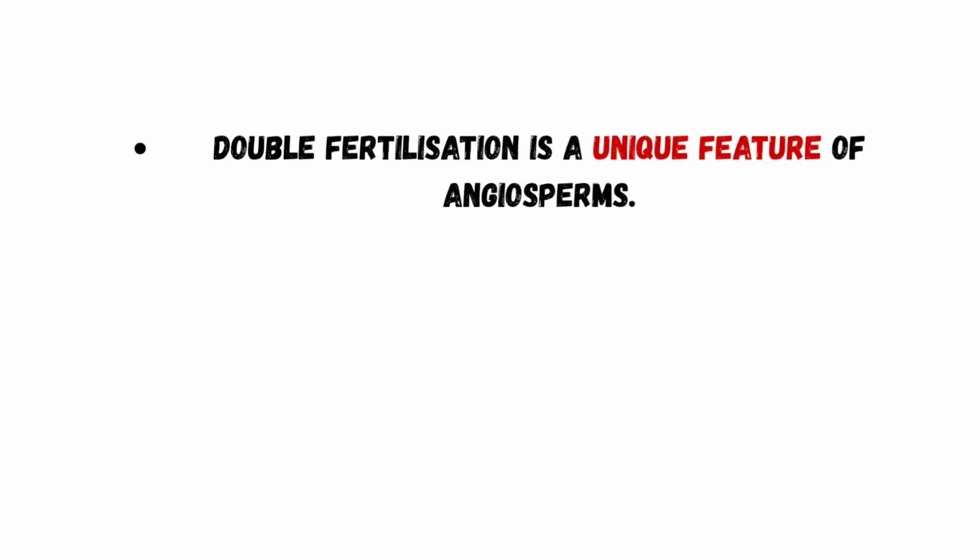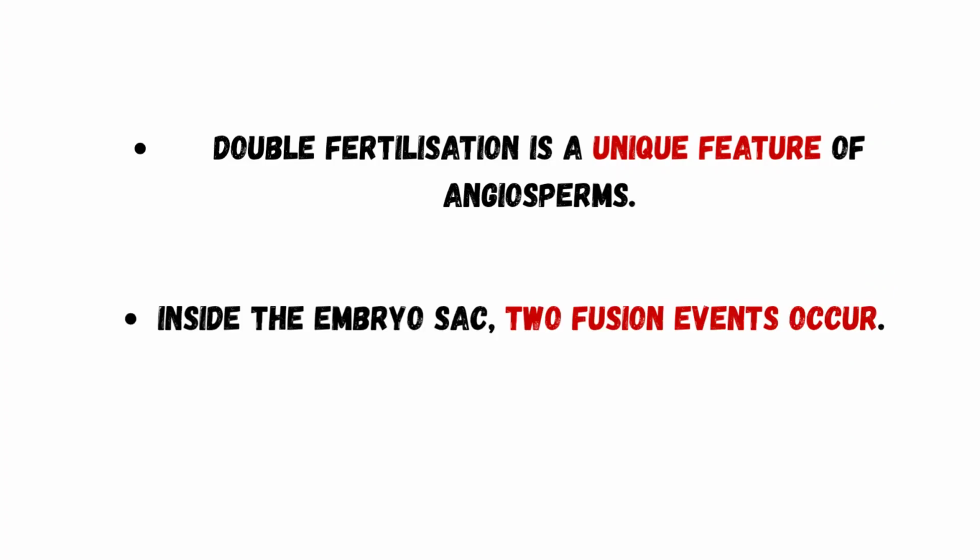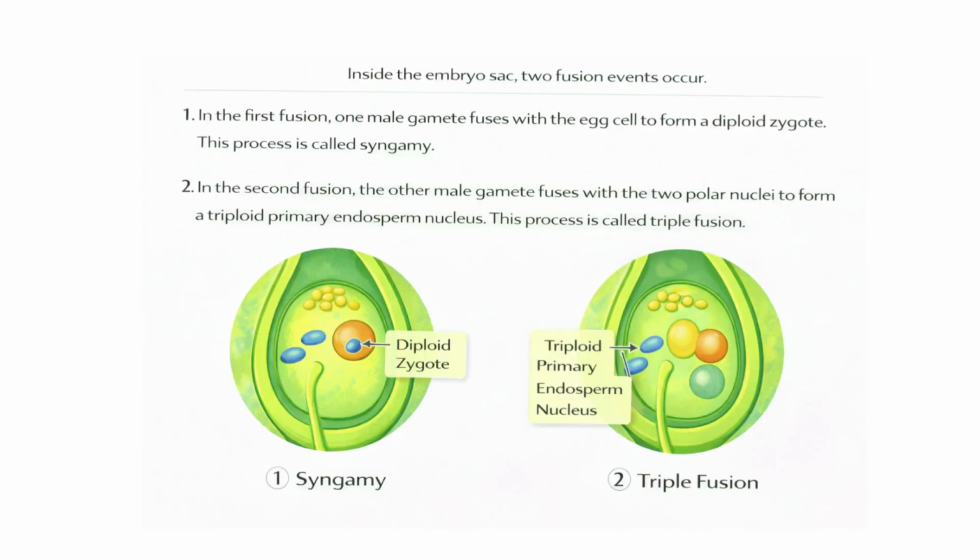Now let us understand double fertilization. Double fertilization is a unique feature of angiosperms. Inside the embryo sac, two fusion events occur. In the first fusion, one male gamete fuses with the egg cell to form a diploid zygote.